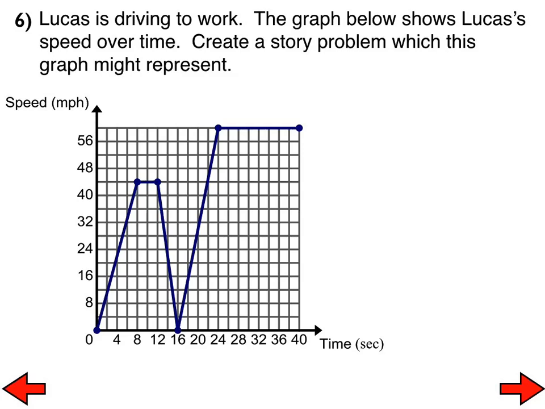All right, so now we're going to go backwards. Now I'm going to give you a graph, and we need to kind of figure out what that is trying to say in terms of what the graph looks like. So Lucas, not the Lucas in this class, but Lucas is driving to work. The graph below shows Lucas's speed over time, and that's the thing that you need to keep in mind. We're comparing the amount of time to the speed.